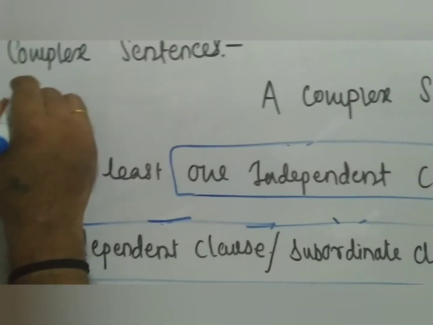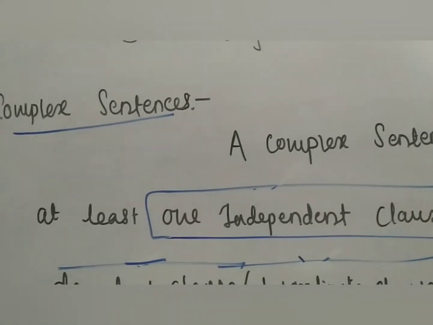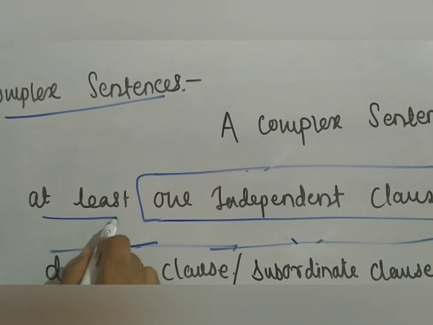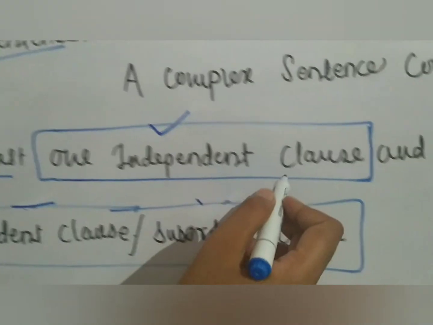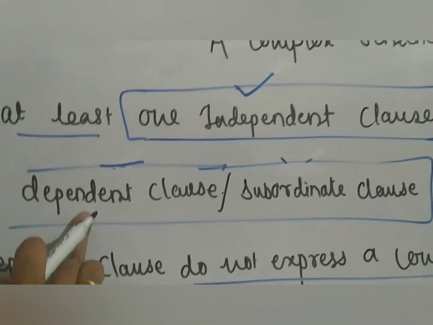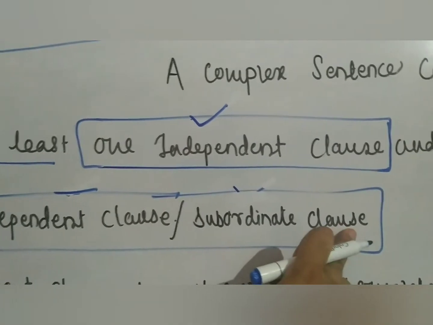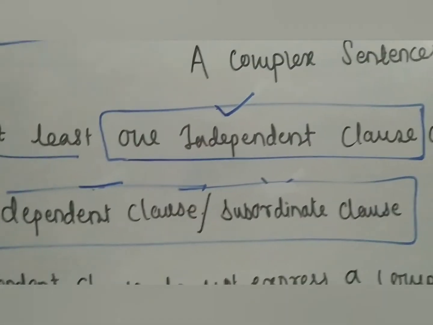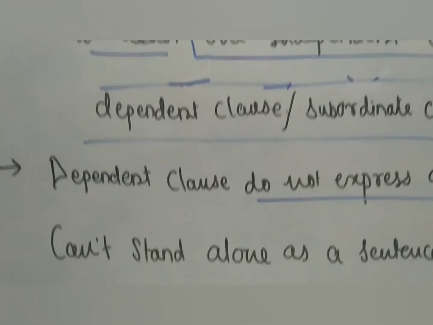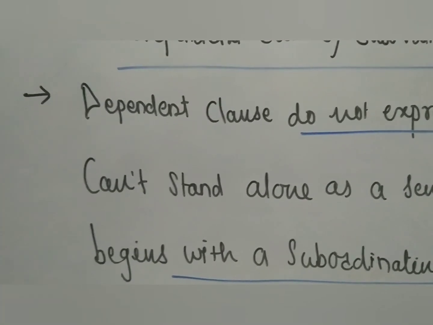Now friends, see the complex sentences. A complex sentence contains at least one independent clause and one dependent clause, sometimes called a subordinate clause. So in a complex sentence there are two clauses. In a compound sentence there are also two clauses, but in a simple sentence there is one clause.